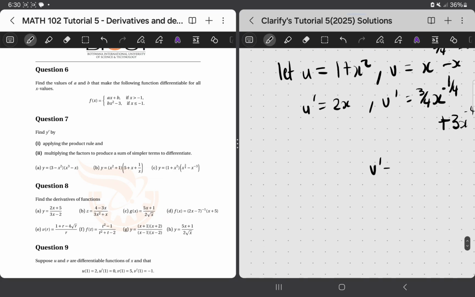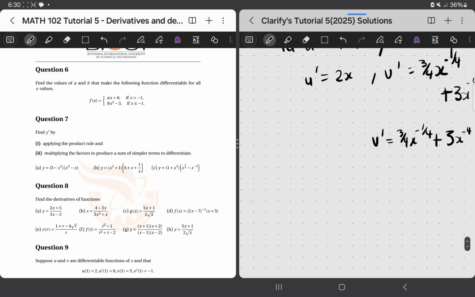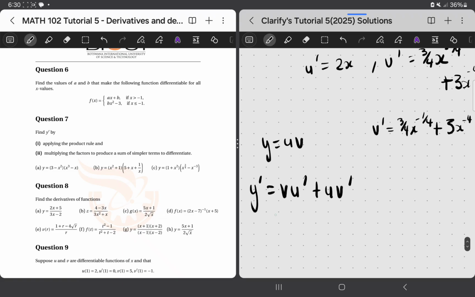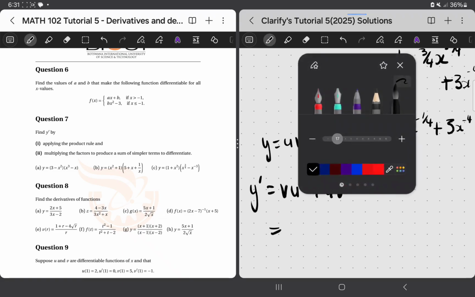So here we've just seen that v prime is 3 over 4 x to the negative 1 over 4 plus 3x to the negative 4. So now we can just come and say that y prime is then going to be the second, which is v, times the derivative of the first, which is u prime, plus the first, which is u, times the derivative of the second, which is v prime. Remember, y is uv. The first is u, the second is v. So it's the second times derivative of the first plus the first times derivative of the second. Don't forget that product rule.